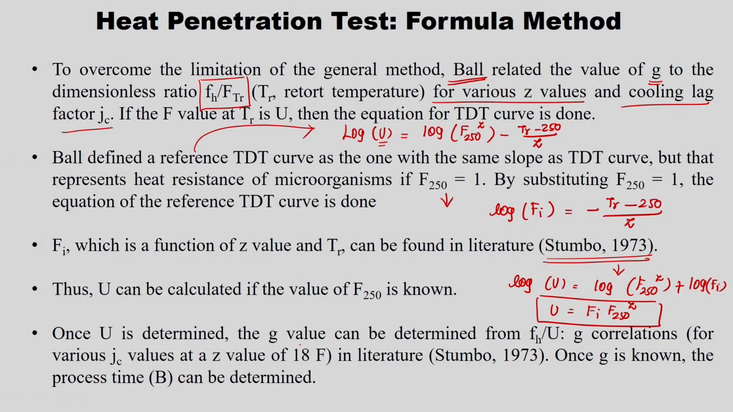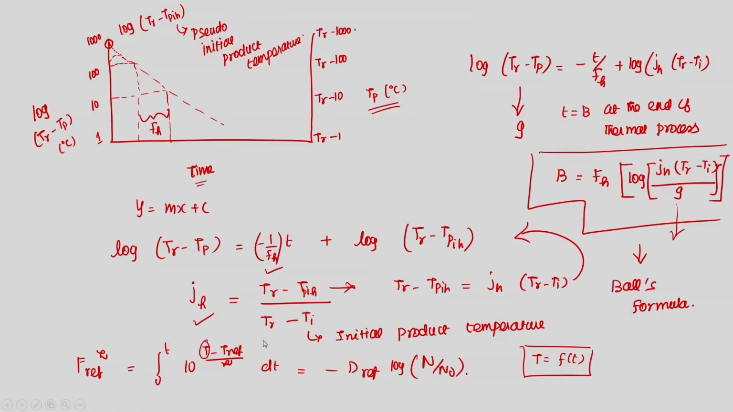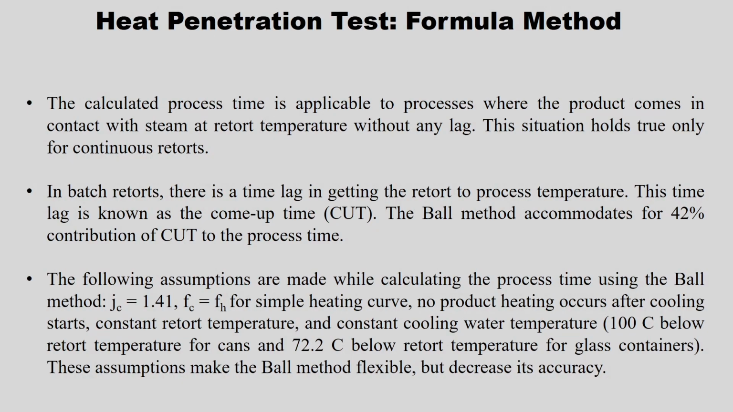Once u is determined, the G is replaced by the u value. Then, if I know the u value, the G value can be determined from the Fh upon u and G correlations. I calculate Fh upon u, and from these correlations I will be able to find my G value. Once G is determined, we can calculate B using the same formula. The calculated process time is applicable to processes where the product comes in contact with steam at retort temperature without any lag. So, this is calculated without any cut.